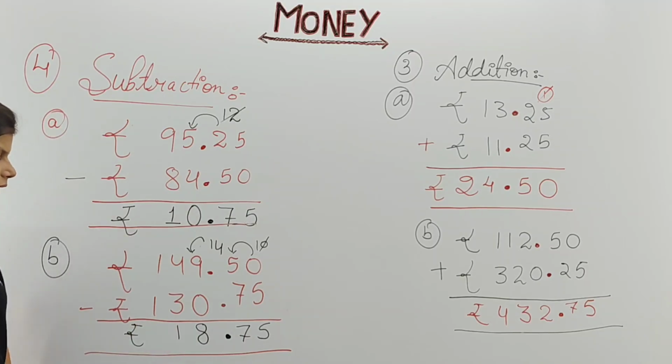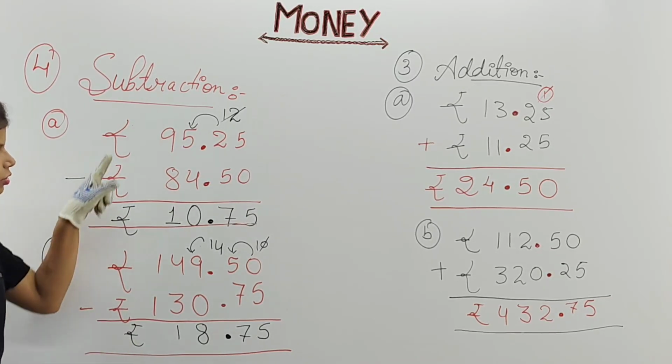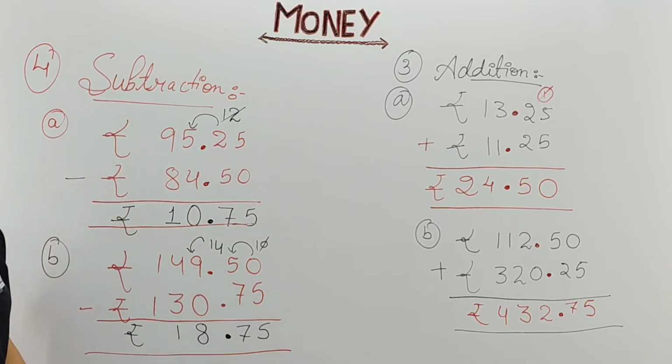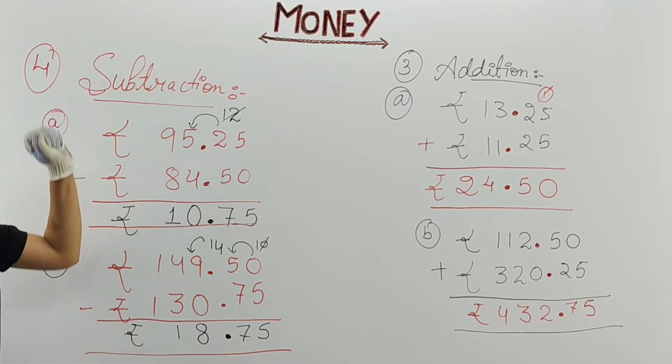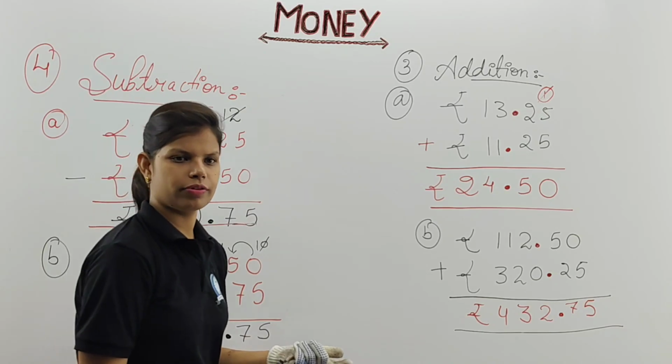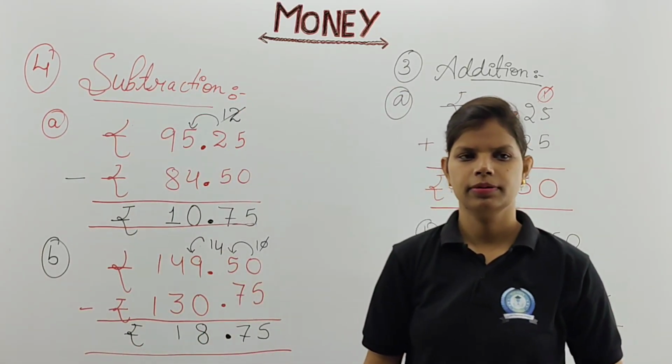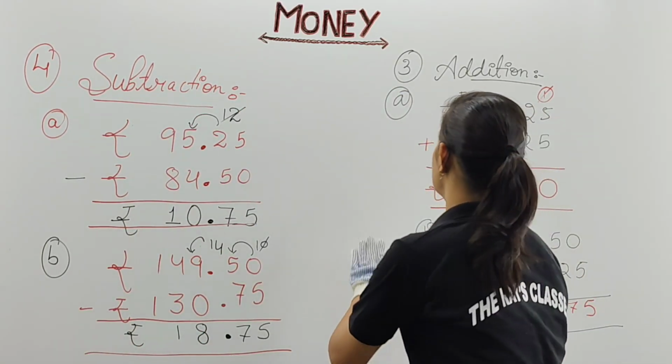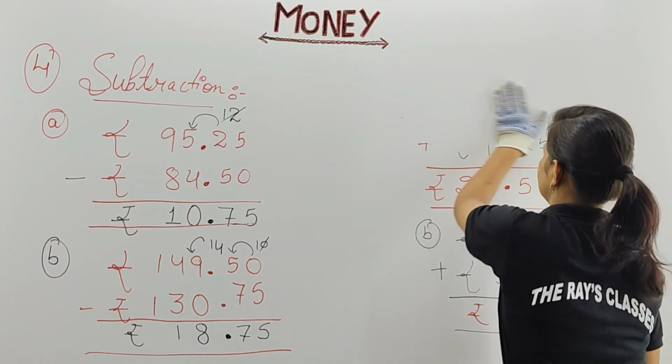So your answer is what? 18.75. Clear? What is the symbol we are going to use here? Which operation? We are going to use the rupees symbol here. This is your second pattern. First is your addition, second is your subtraction. In that fourth part, before that, we have done the conversion of that one. No? Clear? Understood?